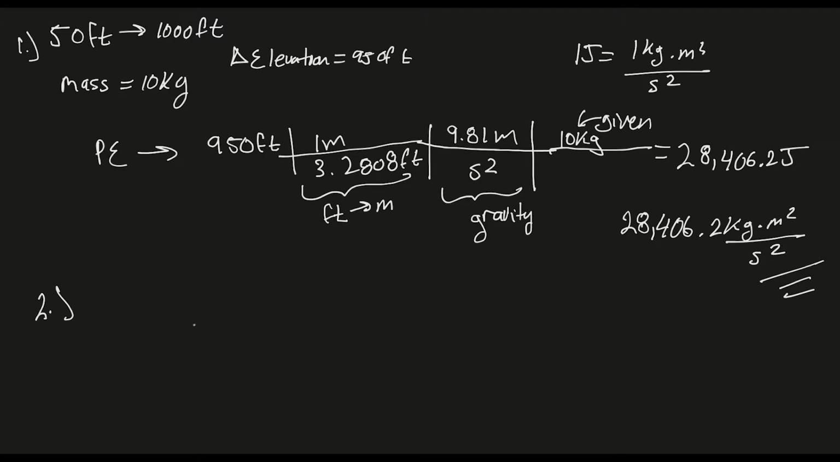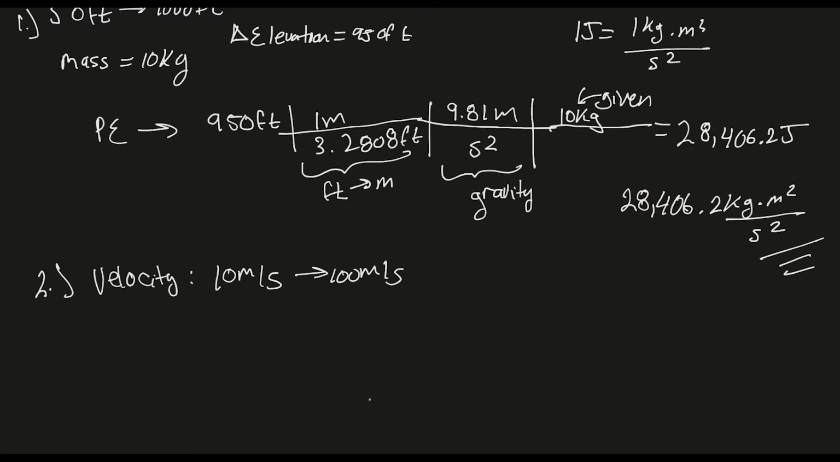Number two is a velocity change from 10 meters per second to 100 meters per second. So the velocity is changing from 10 meters per second to 100 meters per second. Okay? So what you're calculating here initially first is your change in velocity. What is that? Oh, great. Just subtract 100 minus 10 and you get 90 meters per second. But what do you do with that?